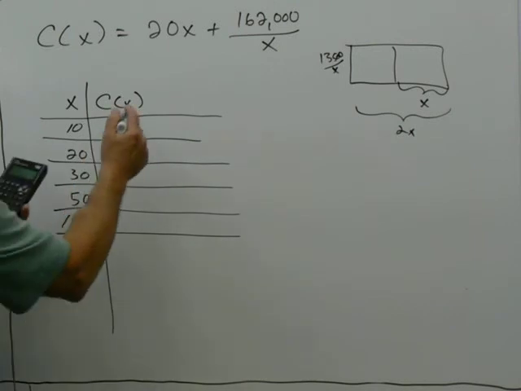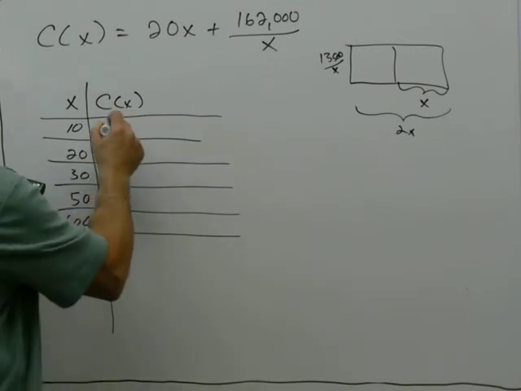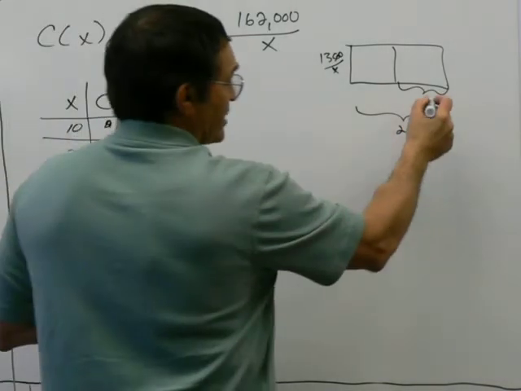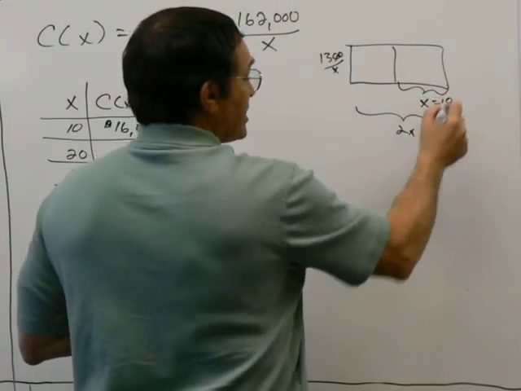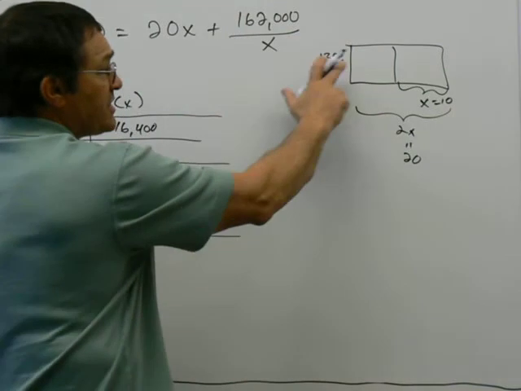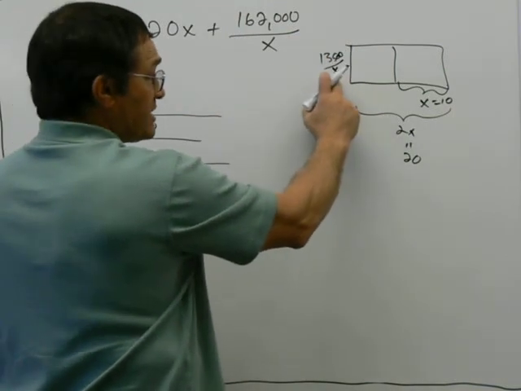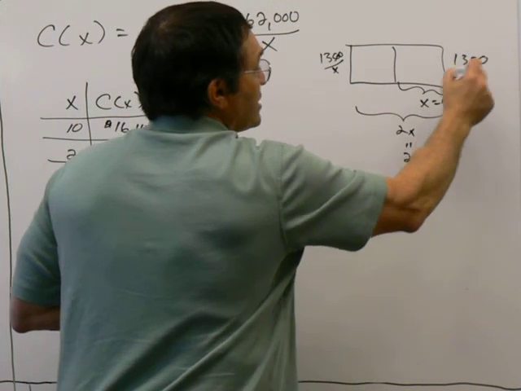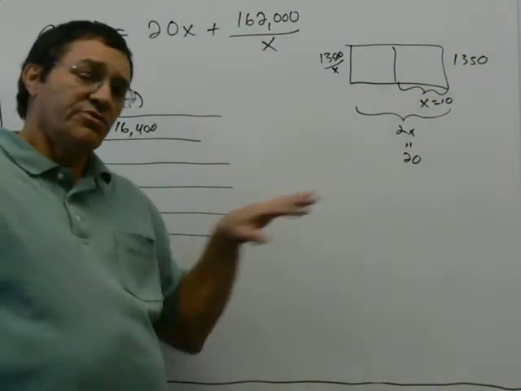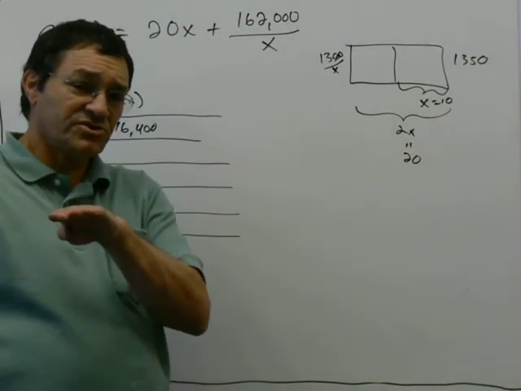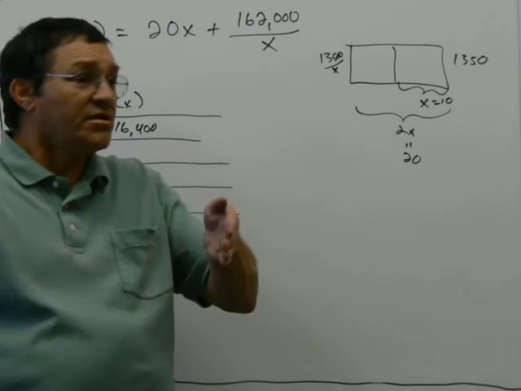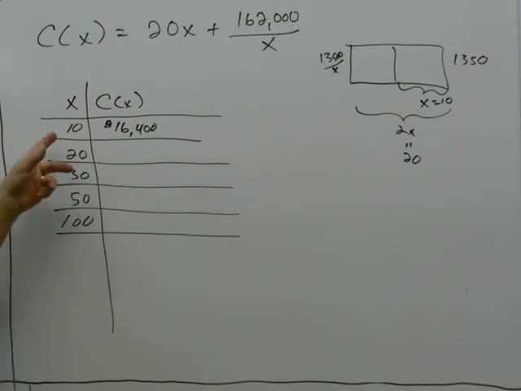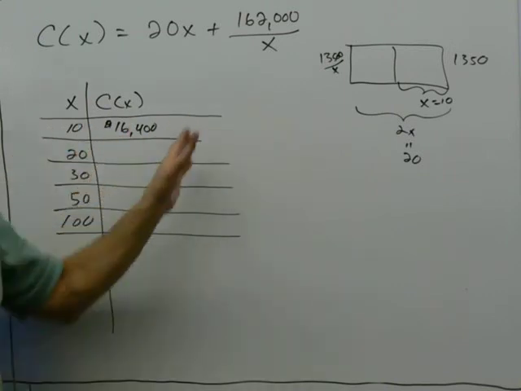If I evaluate the function, my cost ends up being $16,400. And let's think about what we've done. If X is 10, then this distance is 10, this distance is 20, and this distance would be 13,500 divided by 10, which would be 1,350 feet. So we've got a field that is 20 feet wide by 1,350 feet long, and that's going to take a lot of fencing material to fence. So that's a poor choice, but that's what it tells us.